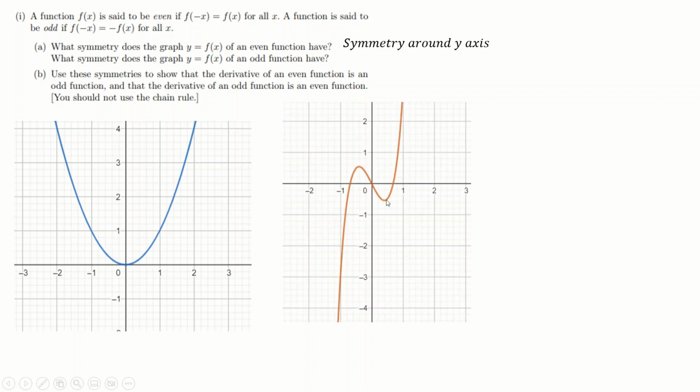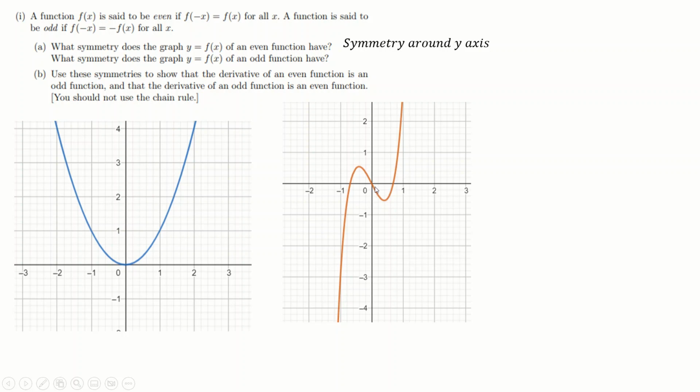Odd functions look a bit like this, whereby any x input you put in gives you some f of x that's equal to the negative of the f of x you get if you put in negative x. Which sounds a bit complicated, but let me explain that again. If you put in 1 here, say, you get some output of like 3. So if you put in minus 1, you get an output of minus 3. That's what I'm saying there.